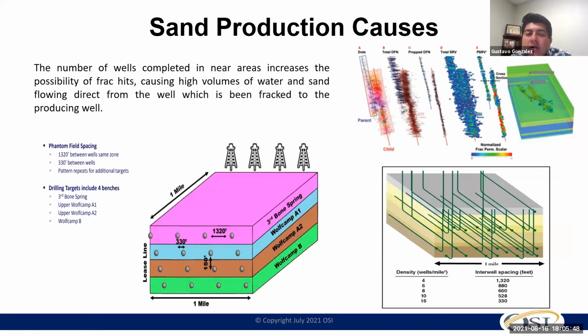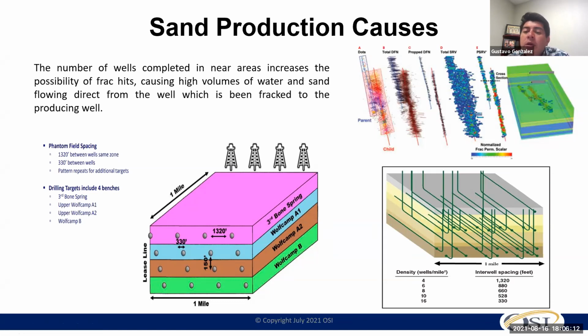So we talk about the field spacing and where exactly I start to produce. I'll give you an example: either I'm in Wolfcamp A1, Wolfcamp A2, or Wolfcamp B, based on the trajectory that I have for my well and the density that I have on the intervals, and how I'm spacing every single one of those.